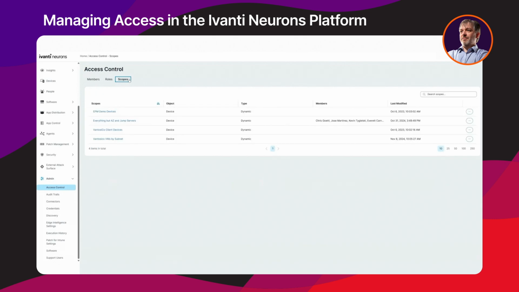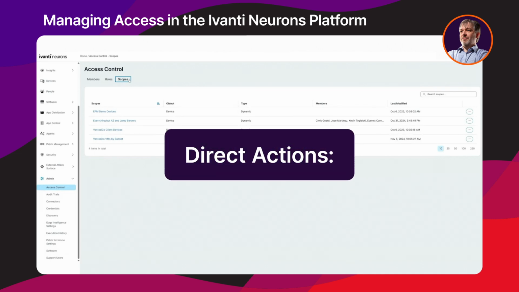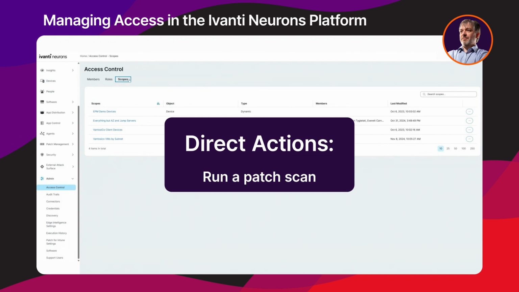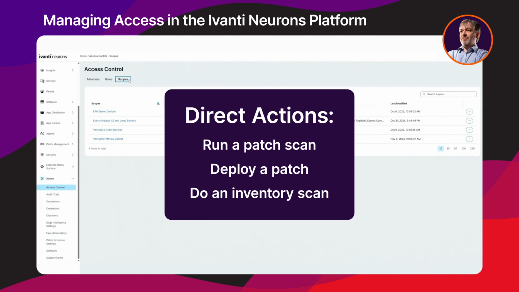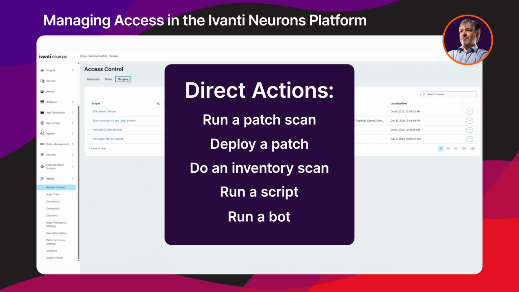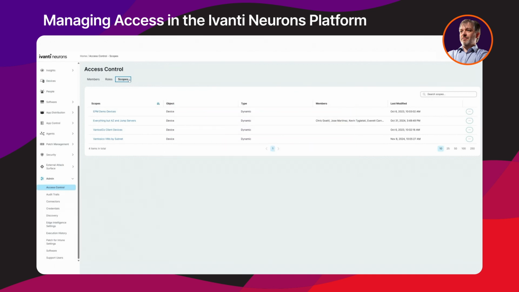Scopes is what devices are they allowed to manage? So this limits me to only seeing the devices that are in my scope and only being able to take direct action against those machines. So if I select a device, I have the ability to go and do a patch scan now, deploy a patch, do an inventory scan, run a script, run a bot. All these different things are direct actions I can take against a machine.